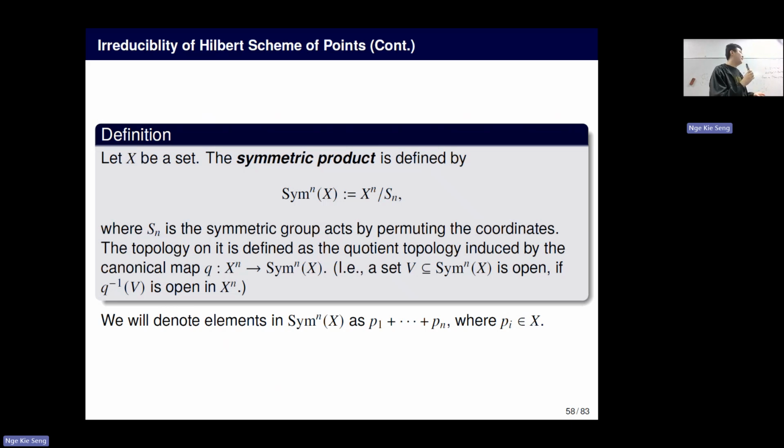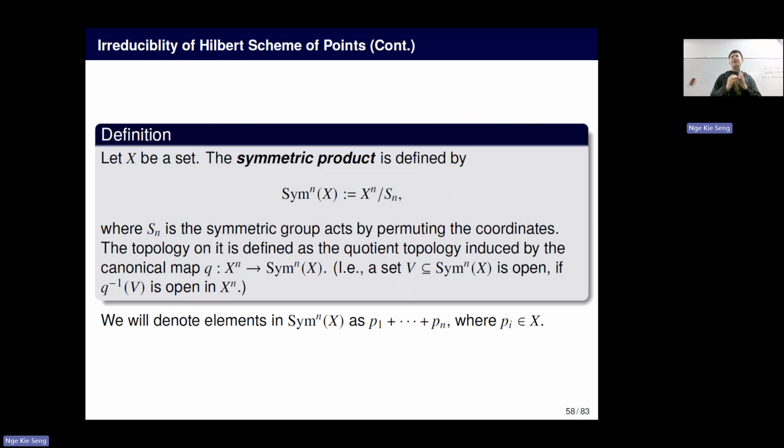And we can recall the definition of the symmetric product Sym^n X, which is X to the power of n quotient by S_n. Here S_n is the symmetric group. It acts by permuting the coordinates. And the topology defined on it is the quotient topology induced by the canonical map, which sends every element in X^n to its corresponding equivalence class.